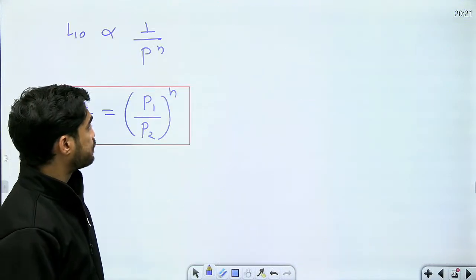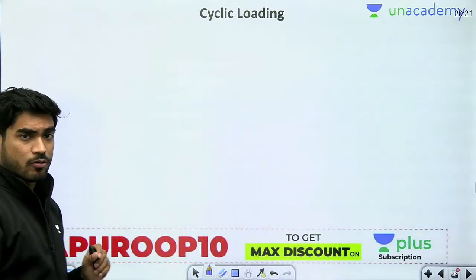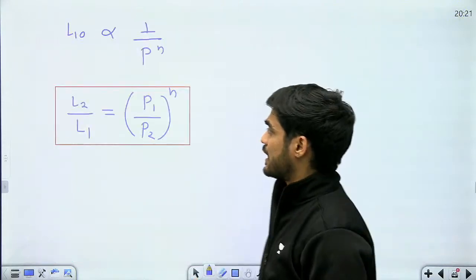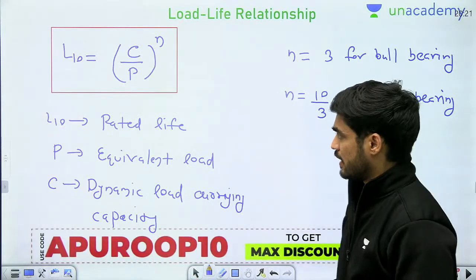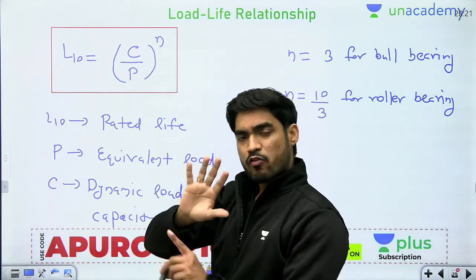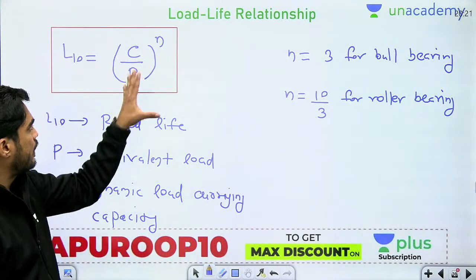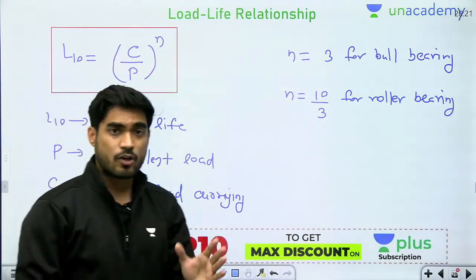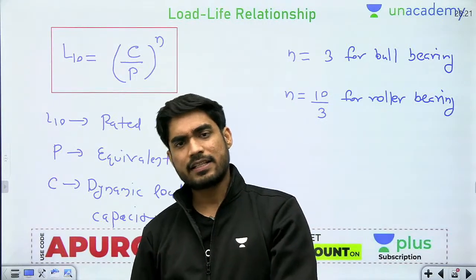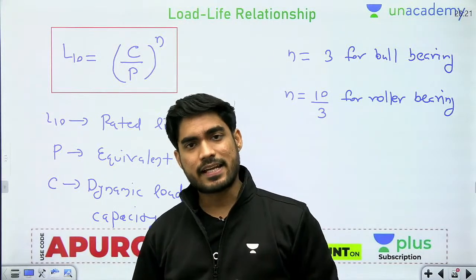Okay, let's go. Now let's understand cyclic loading. What do we mean by cyclic loading? See, in this relation, there is only one load acting on the bearing for its entire life. One load means, let's say 10 kilonewton, 20 kilonewton, whatever load is acting, but the load is constant for the entire life. But is it necessary?